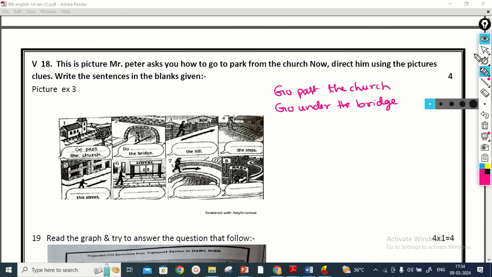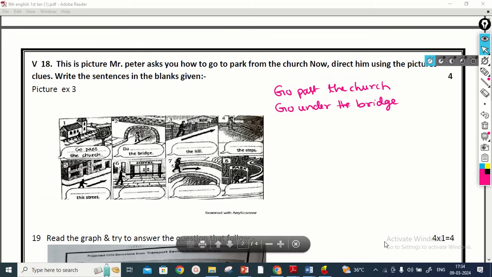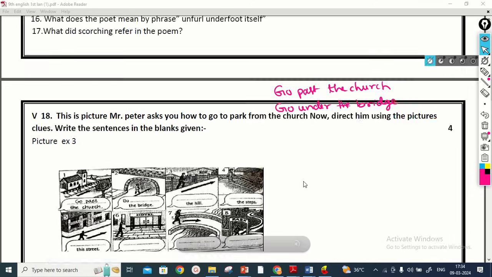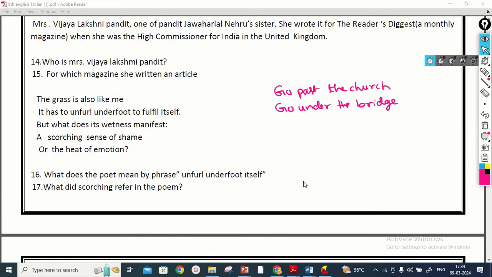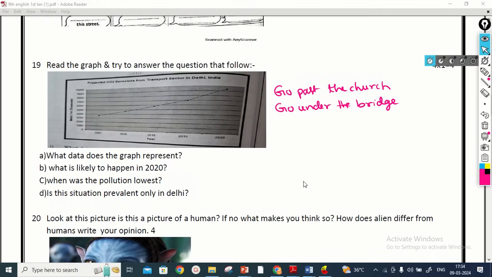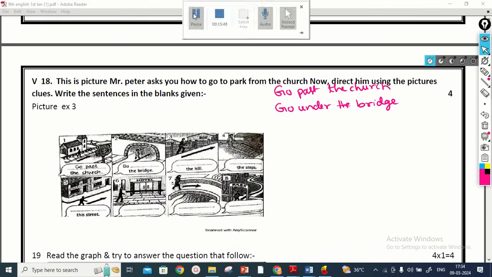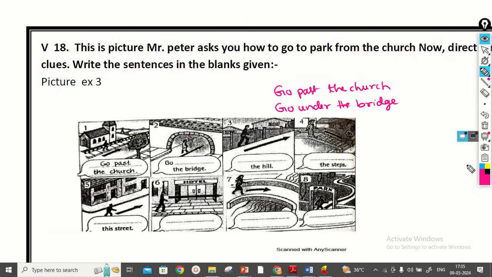So I will zoom this one. So you get the clear picture of this one, right? Yes, now it is completely zoomed. So you have to get the sentence clearly. Go under the bridge. Here, go up the hill and down the steps. And then go through this.